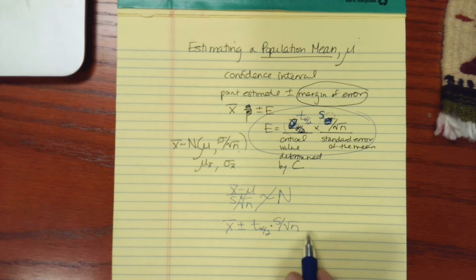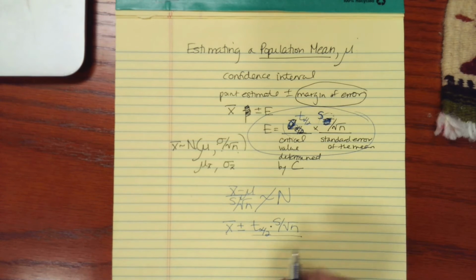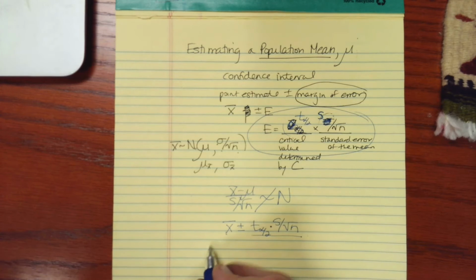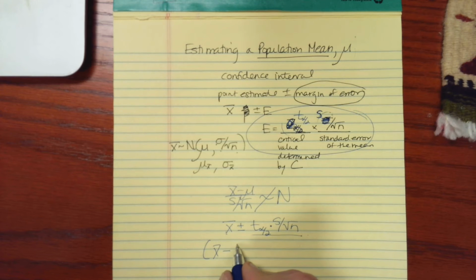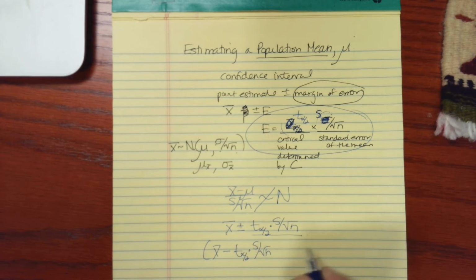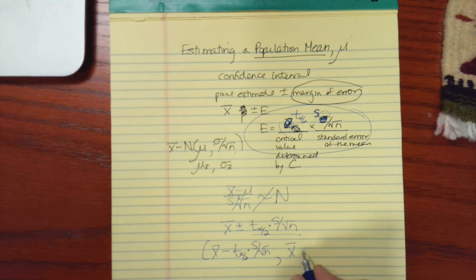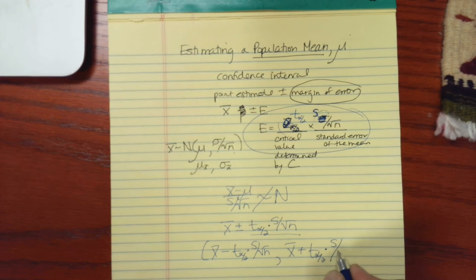So when I subtract this amount, I'll get a lower bound, and when I add it, I'll have an upper bound. So my interval will look like this: x bar minus t of alpha over 2 times s over square root of n. And then for the upper bound, it would be x bar plus t of alpha over 2 times s over square root of n.